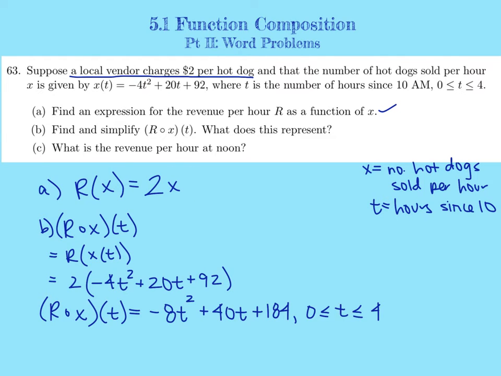So both of these functions give us the revenue or the money made by the local hot dog vendor. However, in part A, this revenue is based on the number of hot dogs sold in an hour, whereas this revenue function is based on how many hours he's been out there. Therefore, R of X of T represents the revenue per hour. All of this is per hour, if you notice. So the revenue per hour, and it's now as a function of time instead of as a function of the number of hot dogs sold.